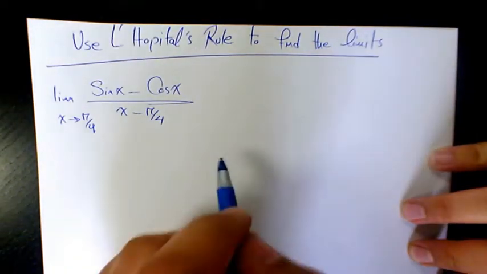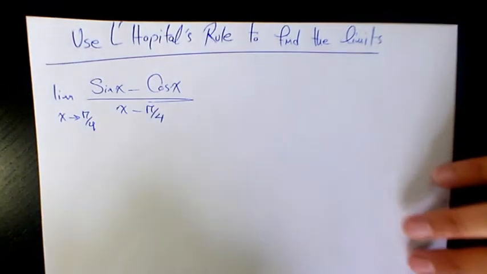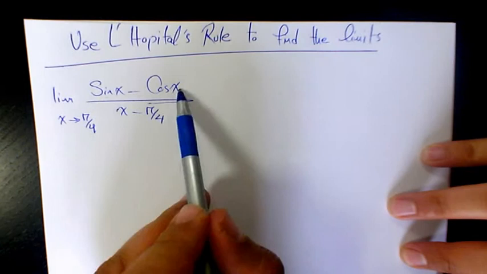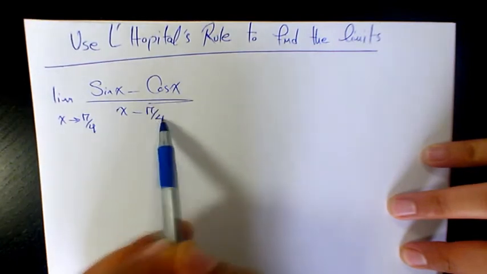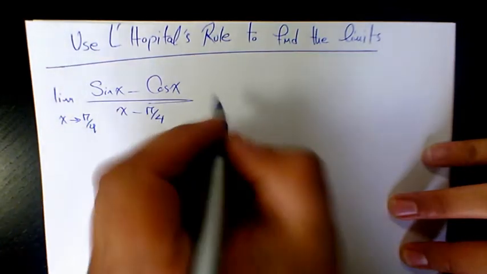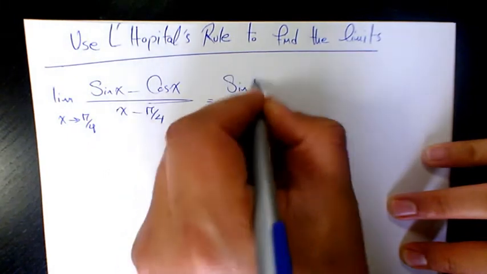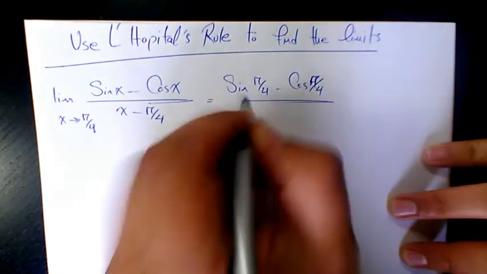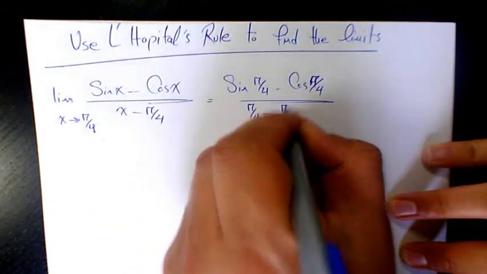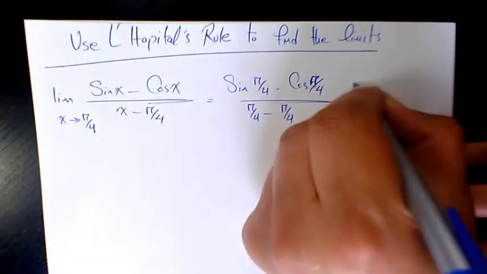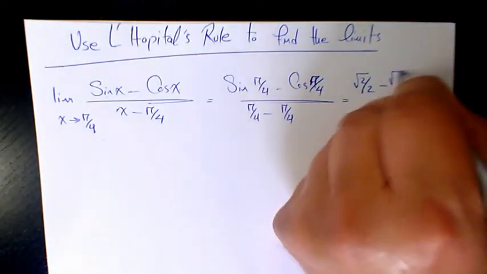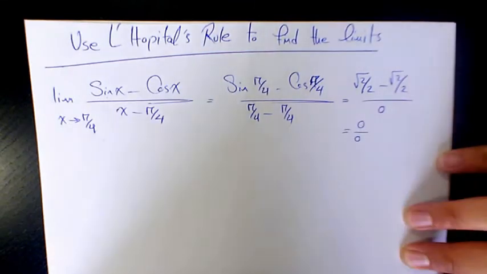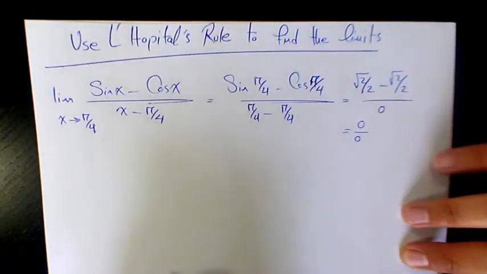Welcome to another video. In this video I want to show you how to use L'Hopital's rule to find the limits. First one is limit of sine x minus cosine x over x minus pi over 4 when x approaches pi over 4. So that's going to be sine pi over 4 minus cosine pi over 4 over pi over 4 minus pi over 4. Sine pi over 4 is root 2 over 2, root 2 over 2 minus root 2 over 2 divided by 0, which is going to be 0 over 0. It means that we need to use L'Hopital's rule.